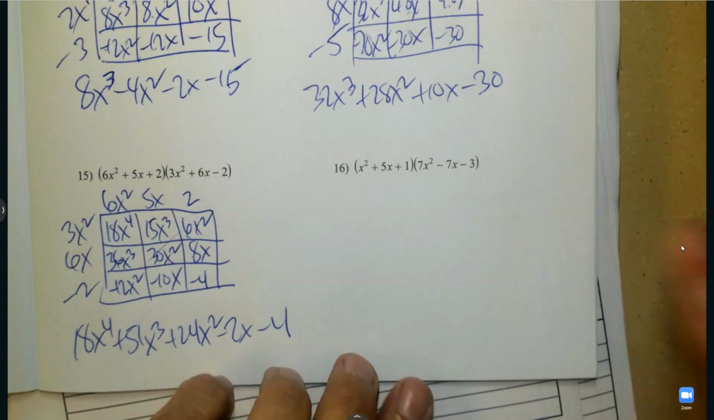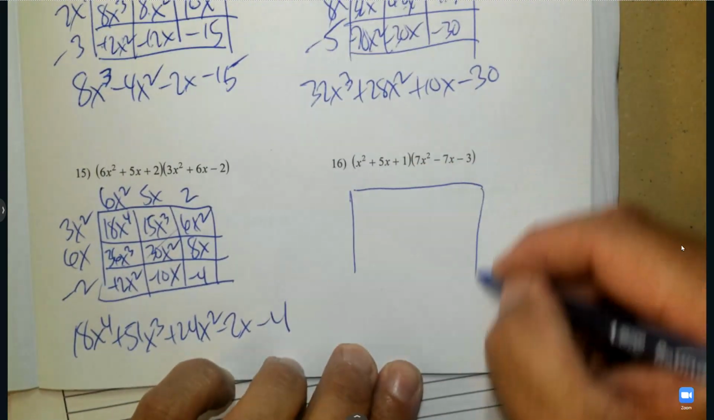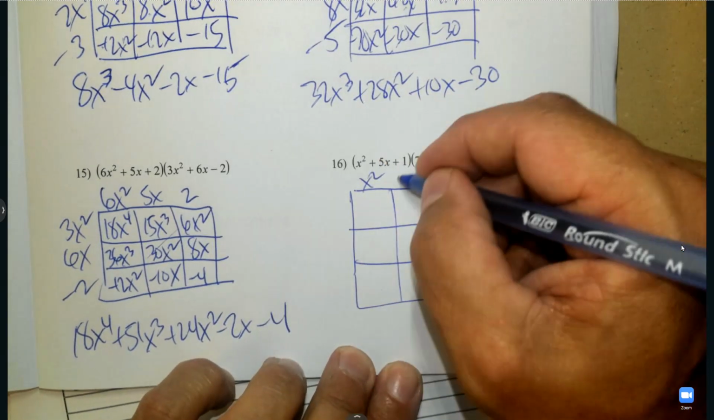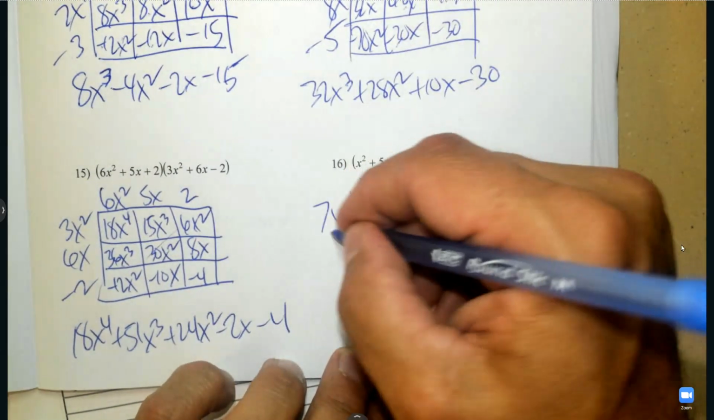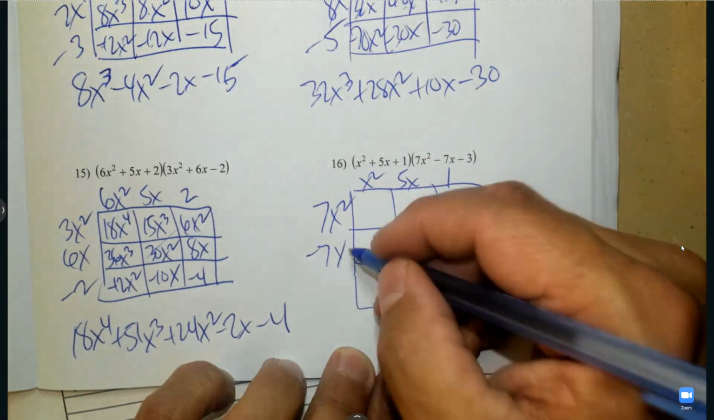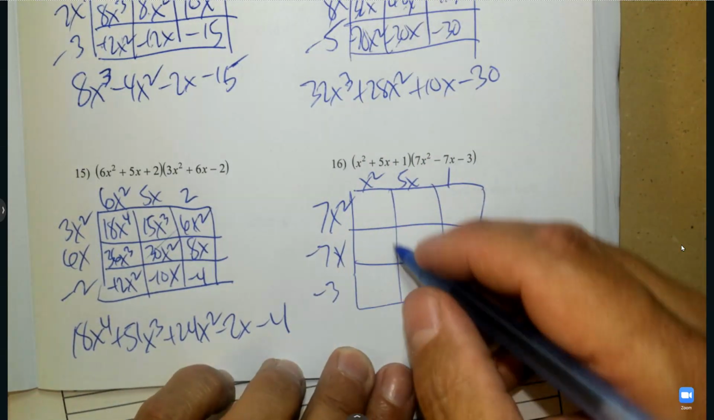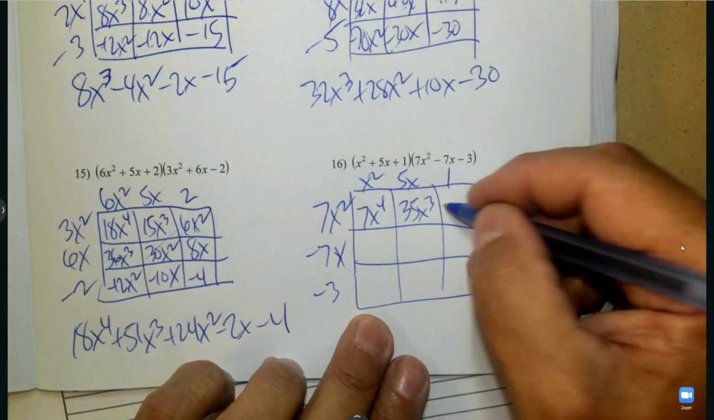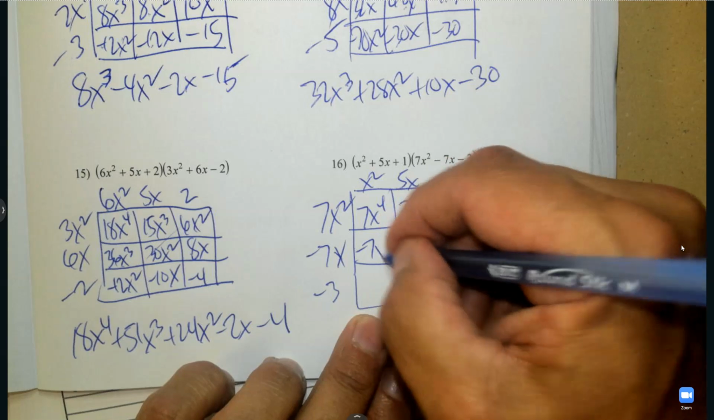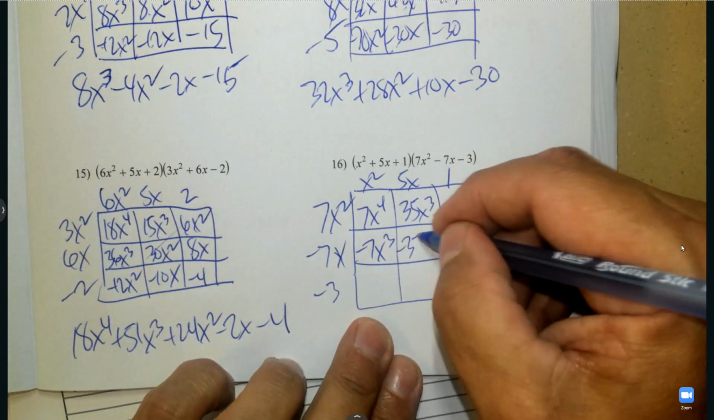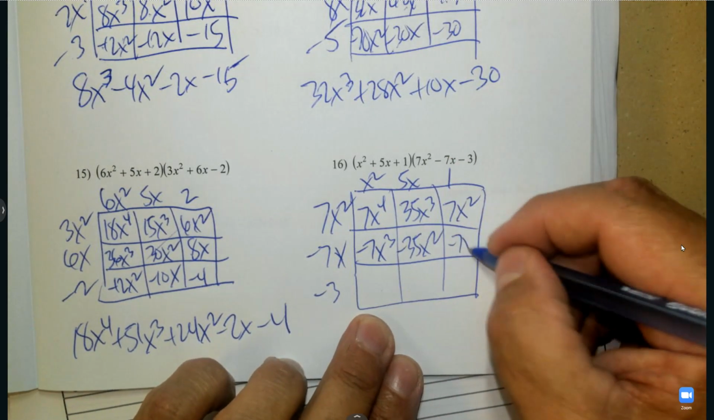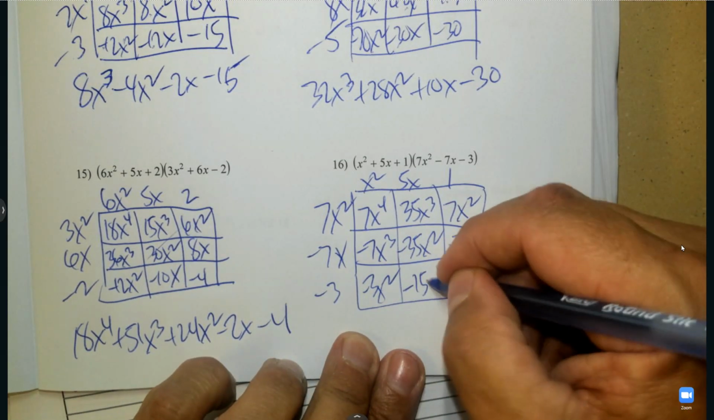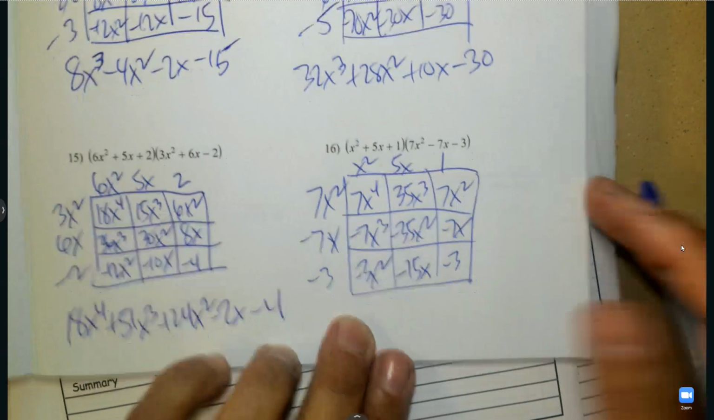All right, one more time for the lesson. Draw. Make sure it's a big square so you have room. And on top will be one of the trinomials. On the other will be the other trinomial. And then you multiply to fill each square in. This is 7x to the fourth, 35x cubed, 7x squared, negative 7x cubed, negative 35x squared, negative 7x, negative 3x squared, negative 15x, and then negative 3.